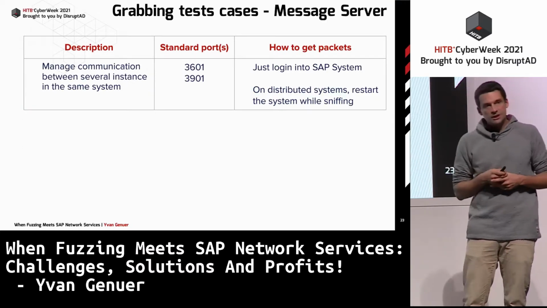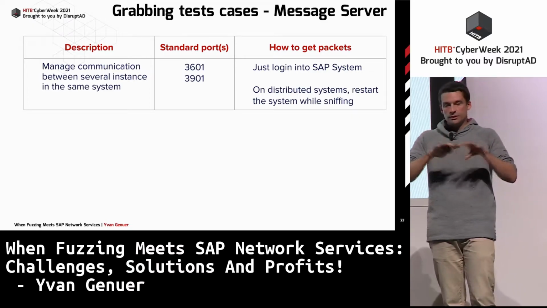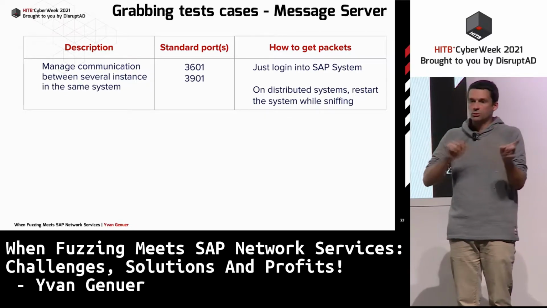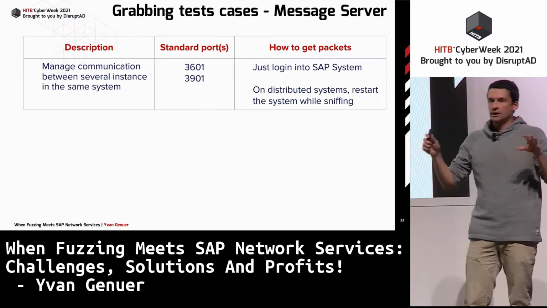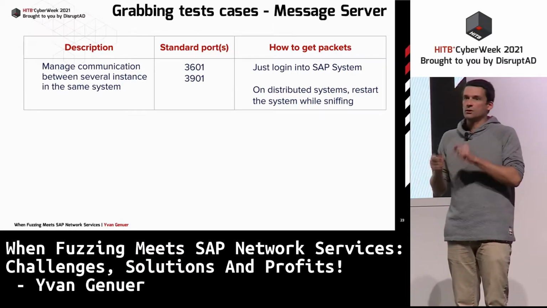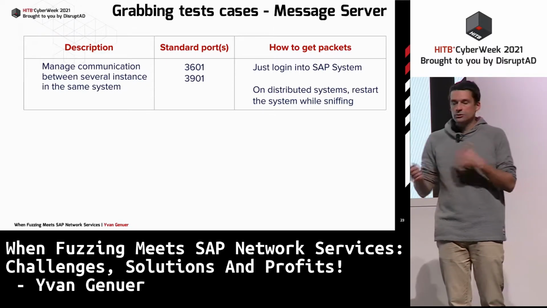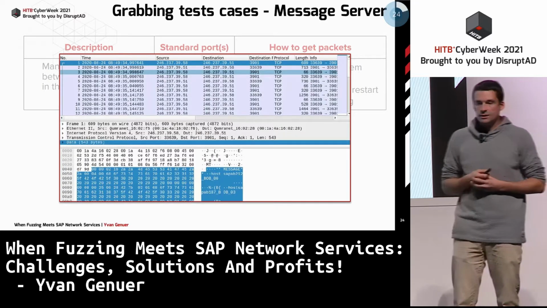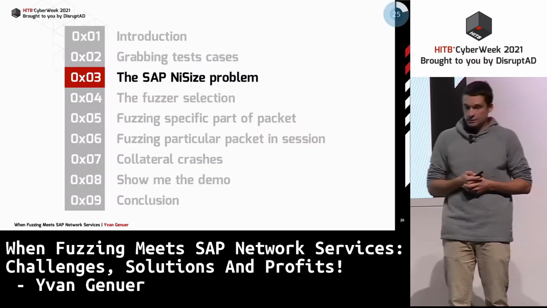The next one is the message server. To simplify, in an SAP system, you can have several instances, and the message server manages the communication between all instances. So you can again sniff the port, and you can log in to the system, because when you log in, the dispatcher communicates with the message server to say, okay, go here or go here. Also, you can start and stop one instance in the whole system. So again, like that, we got a lot of packets from the message server services.